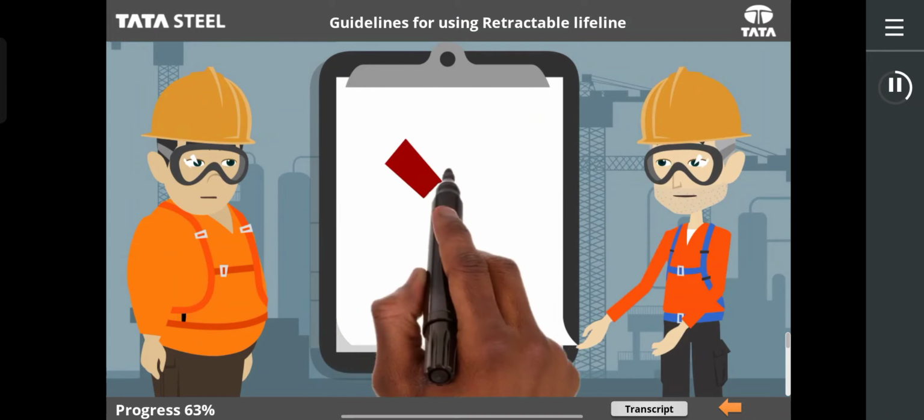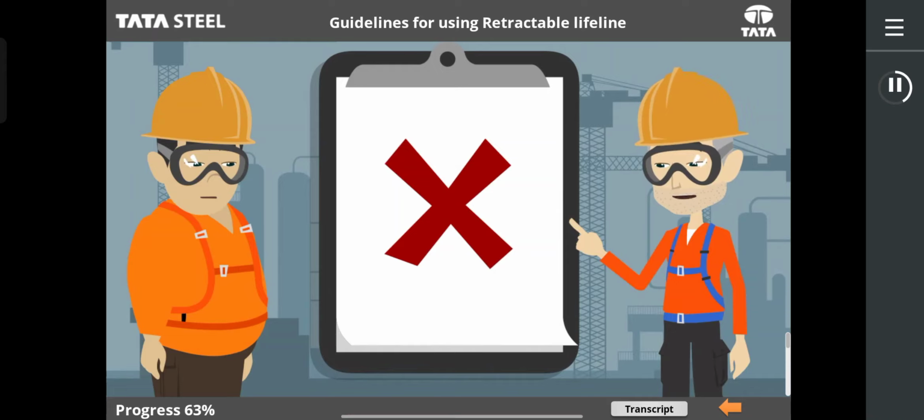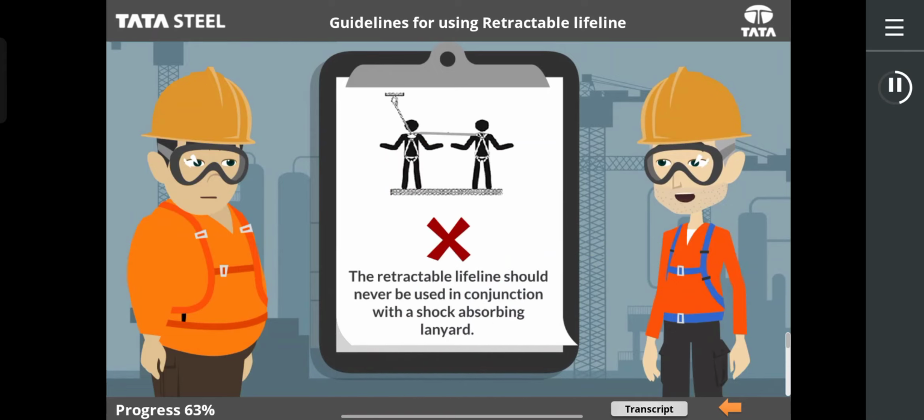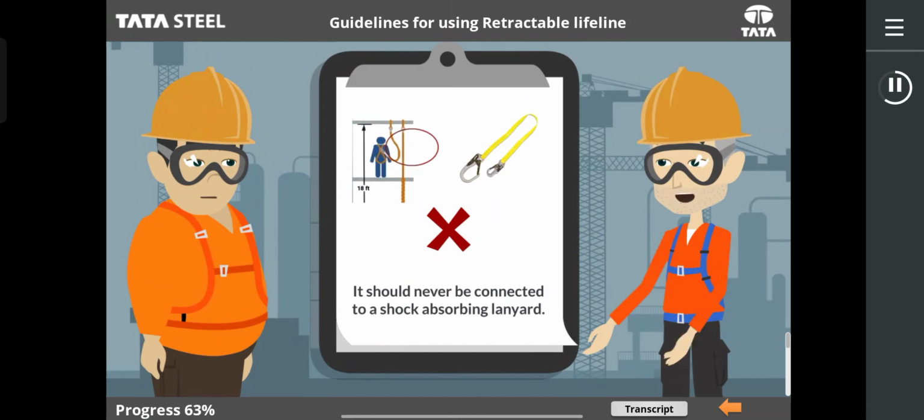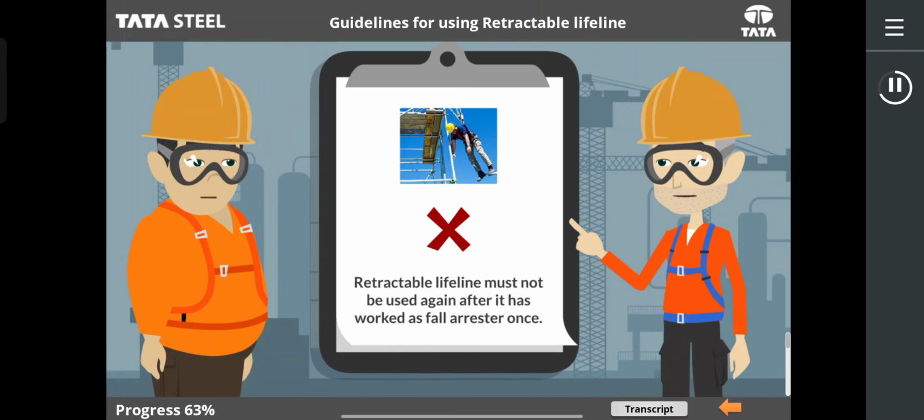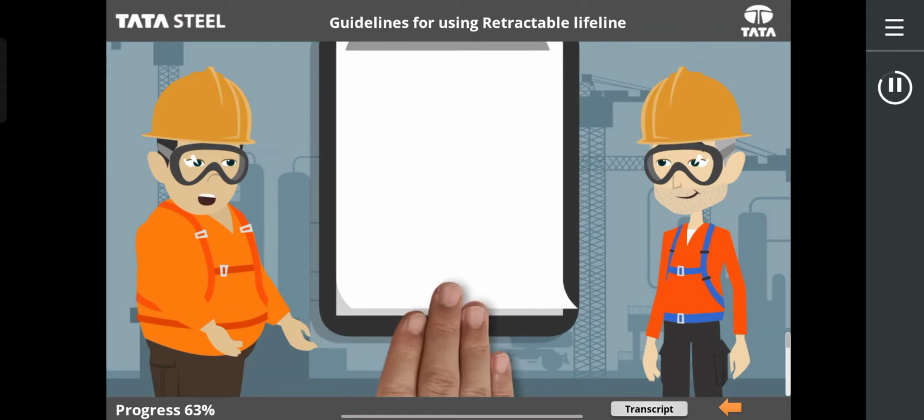Now, for the incorrect ways of using them. The retraceable lifeline should never be used in conjunction with a shock-absorbing lanyard. It should never be connected to a shock-absorbing lanyard either. A retraceable lifeline must not be used again after it has worked as a fall arrestor. That was very important information.